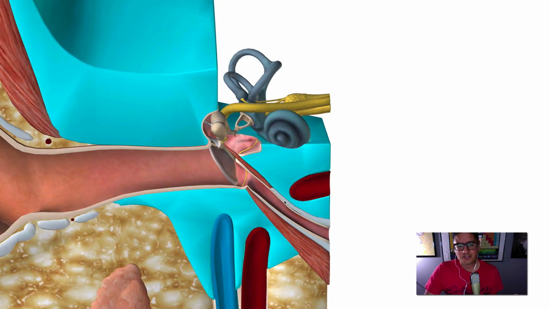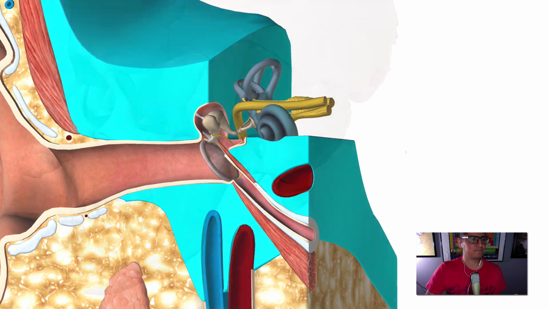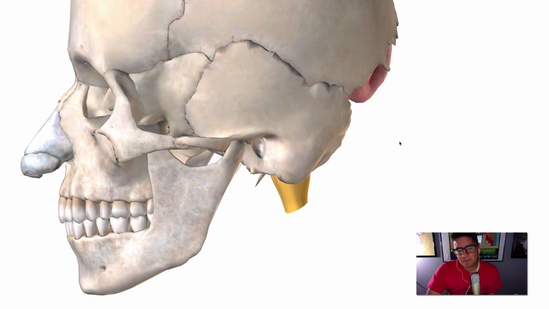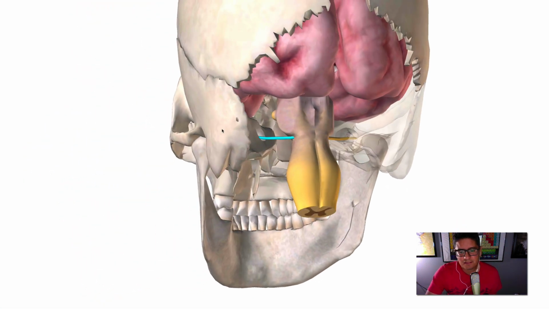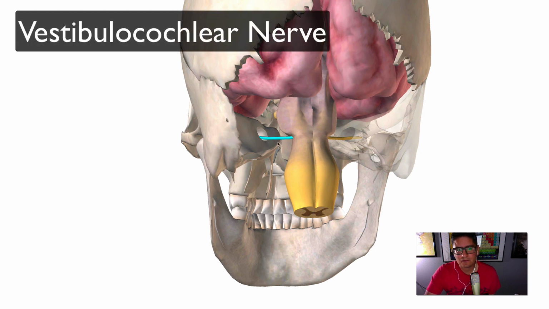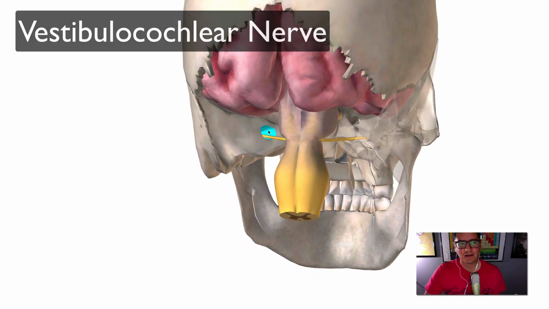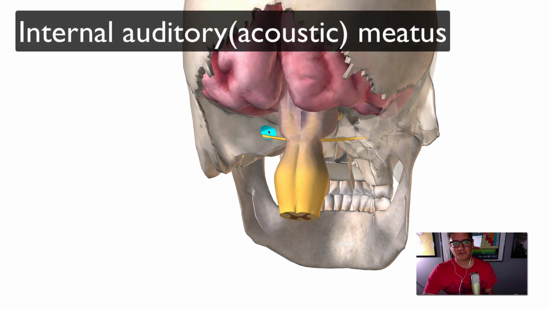I should show you another angle of that. Give me a second. All right, so here I have the skull. I'm going to turn it real quick so you can get a posterior view. I have highlighted here the vestibulocochlear nerve that goes to the brain. And you'll notice here that it goes through this little canal called the internal acoustic meatus.